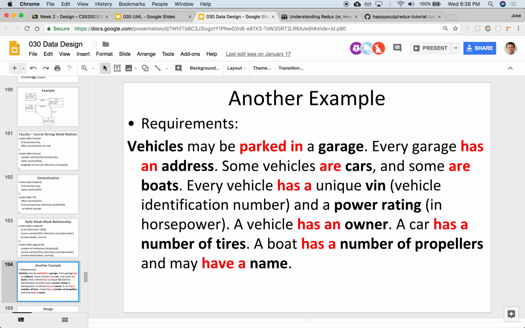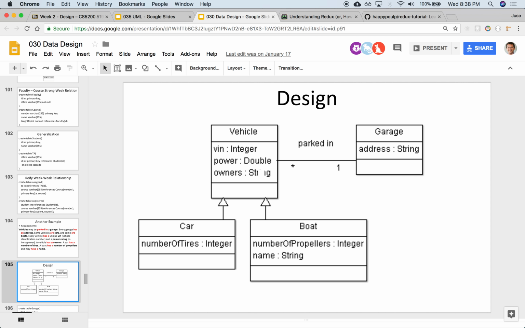Here's another example. Vehicles may be parked in the garage. So again, I'm highlighting here the nouns and the verbs. Every garage has an address. Some vehicles are cars and some are boats. Every vehicle has a unique VIN number and a power rating in horsepower. A vehicle has an owner. A car has a number of tires. A boat has a number of propellers and may have a name. So boat may have a name.